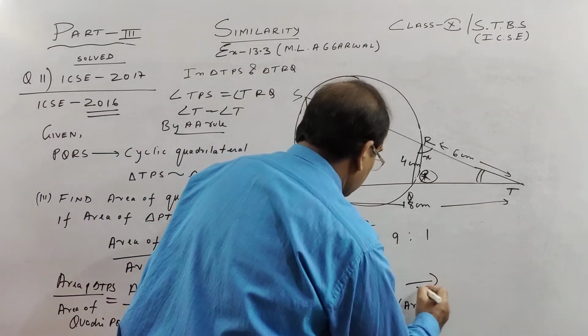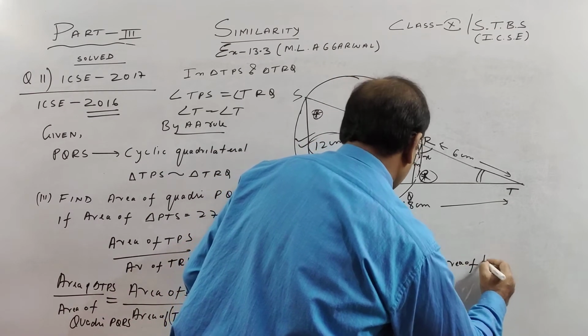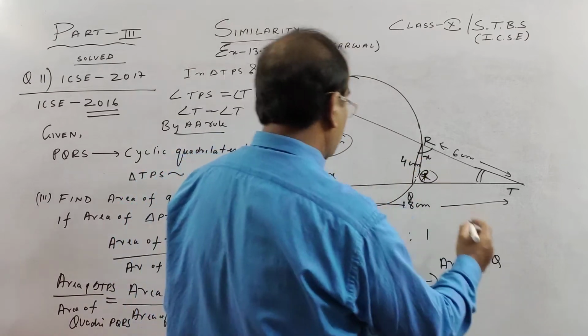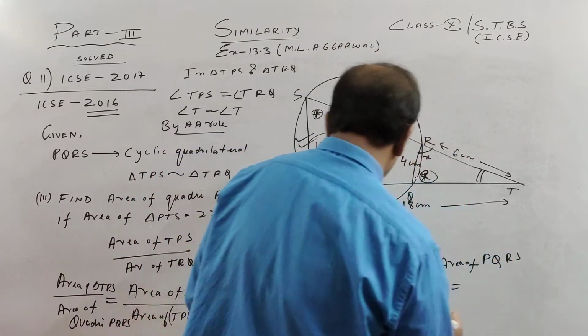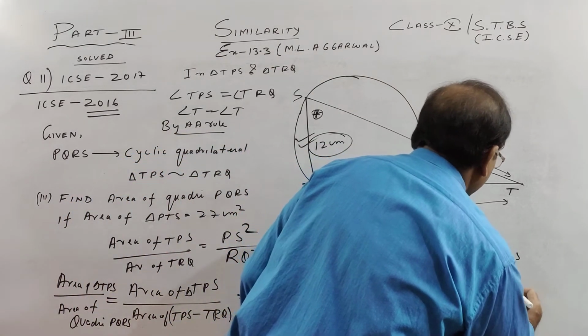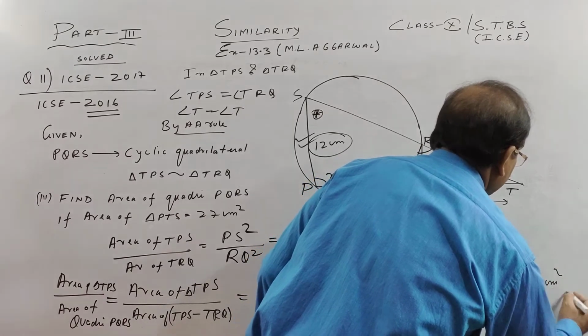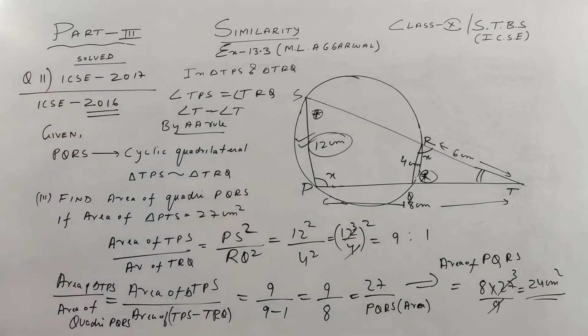So let us solve it over here. Okay, area of PQRS is 8 into 27/9. So it cancels, you will get 24 centimeters square. Okay, so the area of the quadrilateral is 24 centimeter square. So kindly pause the video and copy. Then we'll move on to one more ICSE question.